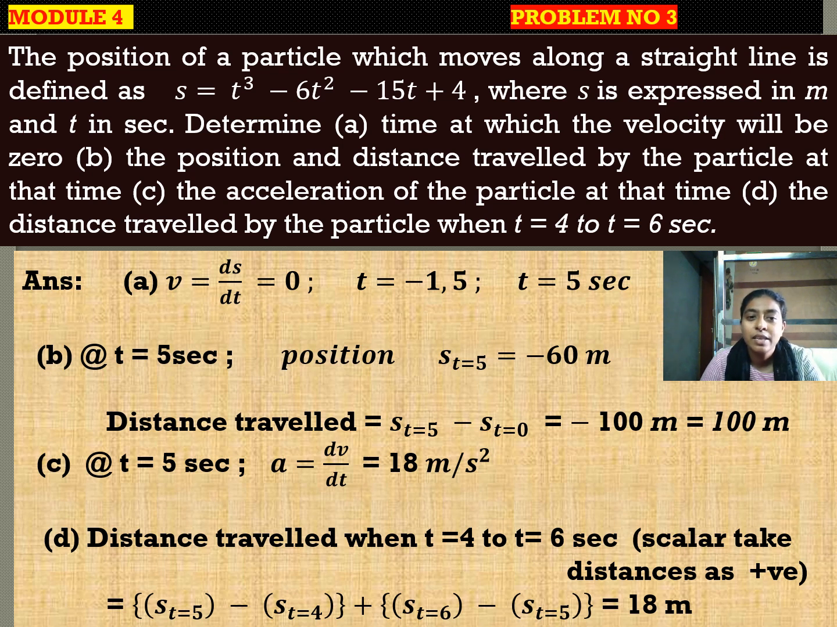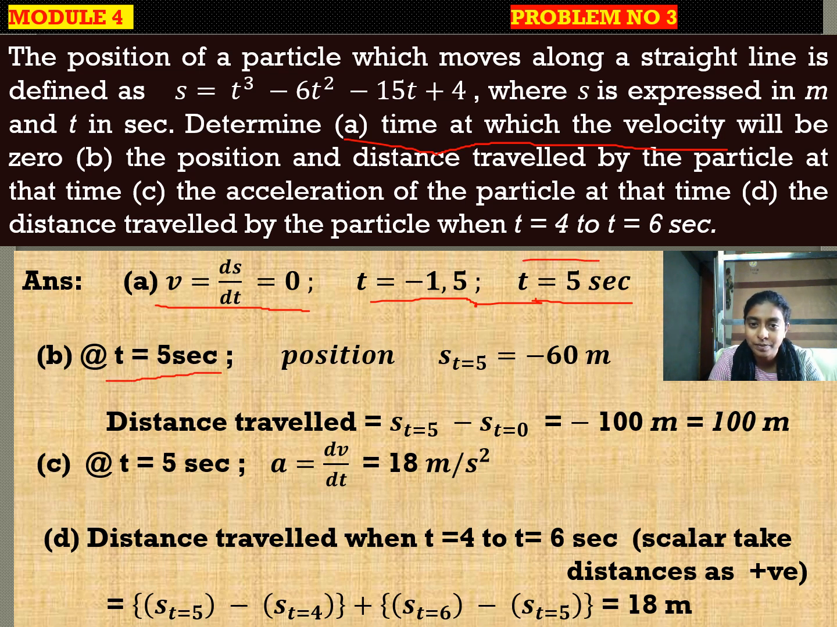Now, see, first part is time. Determine the time at which velocity will be equal to 0. So find the velocity, substitute it equal to 0, and you will get time as minus 1 and 5. You will get two values, minus 1 and 5, and time cannot be negative, so time is 5 seconds. Now second part, find the position and the distance travelled by the particle at that time, that is at t is equal to 5 seconds.